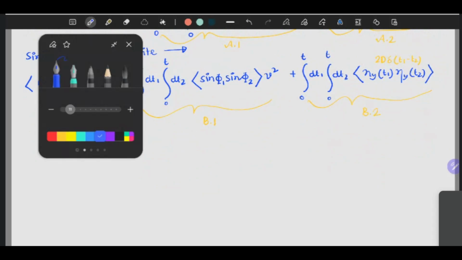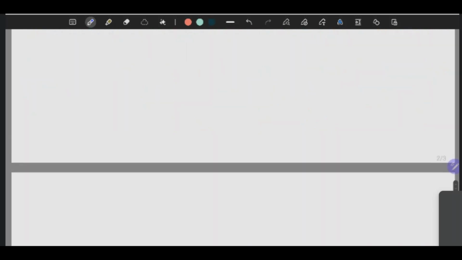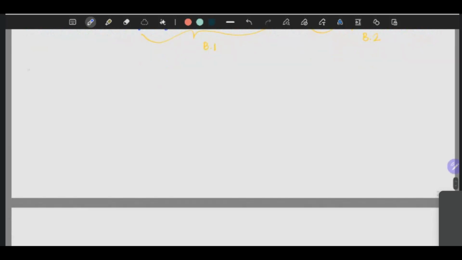Basically, since the particle is spherical in shape, a2 and b2 are the same.